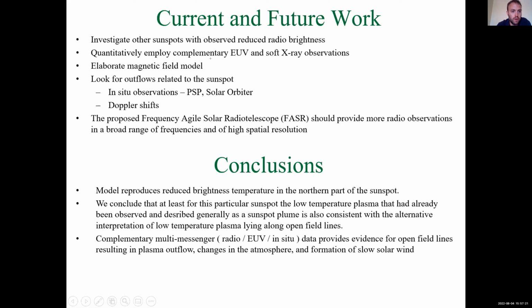I have already started working on elaborating the magnetic field model to improve it. And these days, use the Parker Solar Probe and Solar Orbiter for in situ observations of the sunspot and the emanating, allegedly slow solar wind. And in the future, even better measurements should become available from the frequency agile solar radio telescope that is being proposed, which would have a broad range of frequencies and high spatial resolution to get even better pictures than from VLA. So that's in short what I had prepared in terms of the science that we have done and plan to do in the future. So I think I'll stop here.